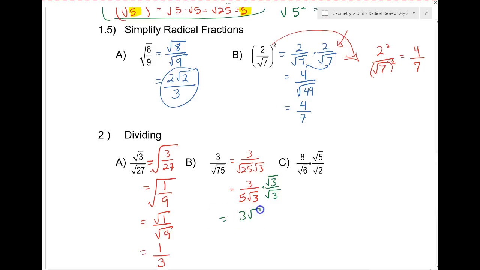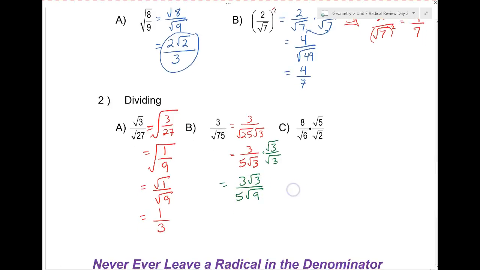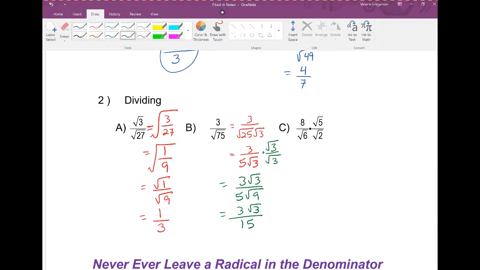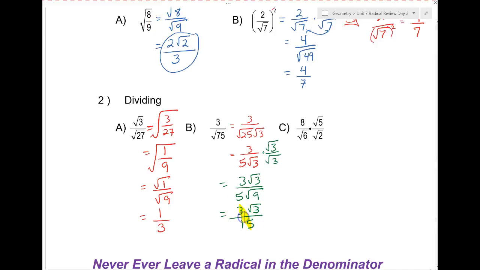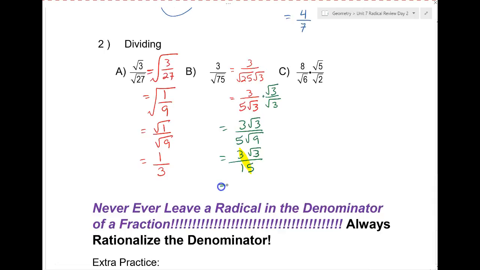So I get 3 root 3 over 5 times root 3, which is 9. Guys, what's the square root of 9? 3, right? That ends up being 3 root 3 over 15. Now, most people say, oh, look, we're done. We have 3 root 3 over 15. But we're not, because look at 3 and 15. Can they simplify out? Can I reduce that fraction? And the answer is yes. 3 can go in there 5 times. And so that ends up being root 3 over 5. So this is actually my simplest radical form.